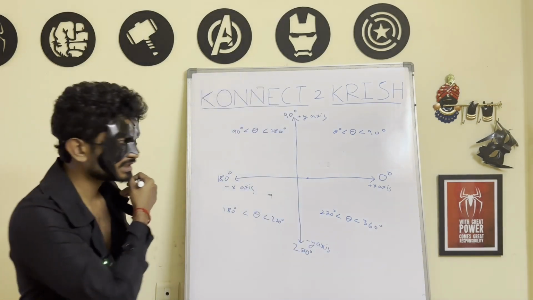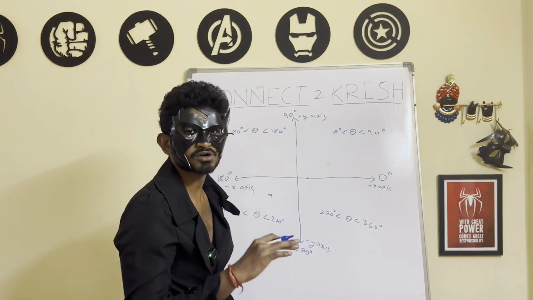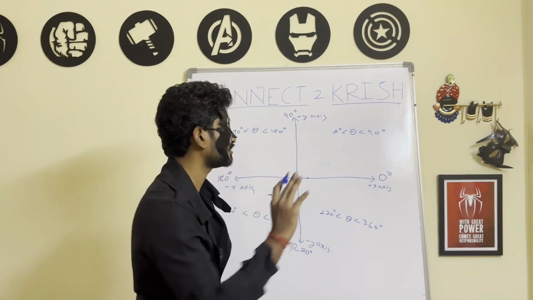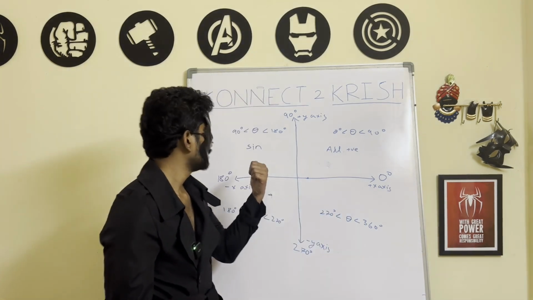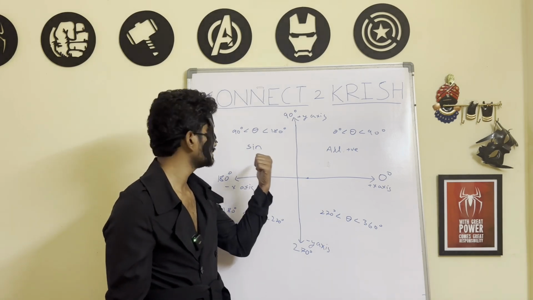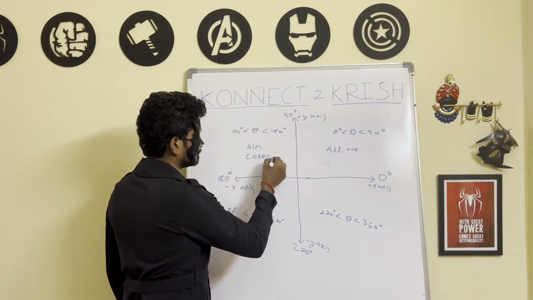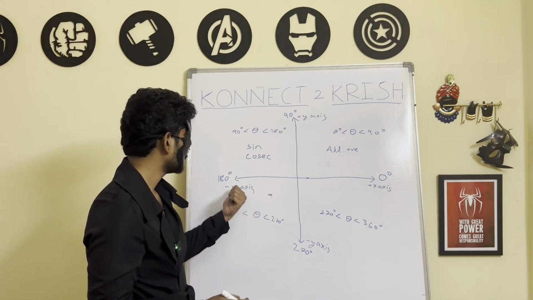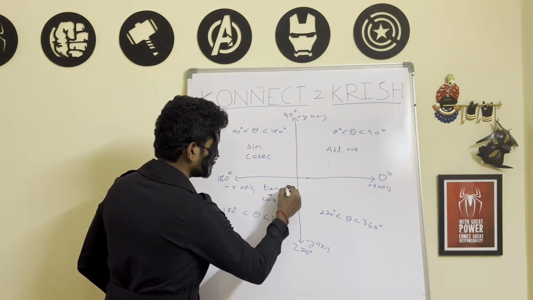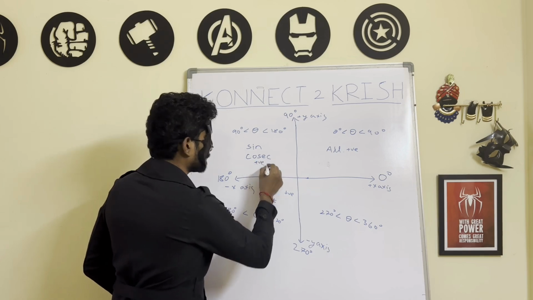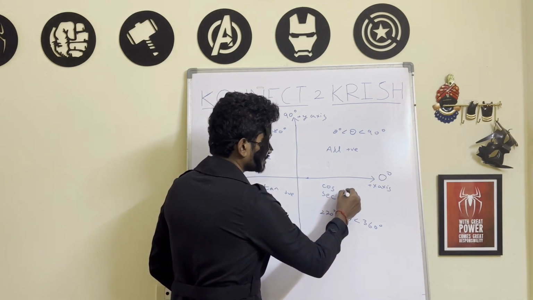The next important concept you need to learn is, in the first quadrant, all the values of sine, cos, tan, cot, cosecant, secant are positive. In the second quadrant, only sine and cosecant values are positive. In the third quadrant, tan and cot values are positive. In the fourth quadrant, cos and secant values are positive, remaining are negative.